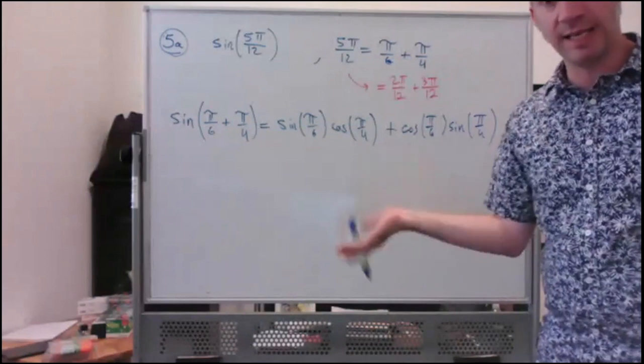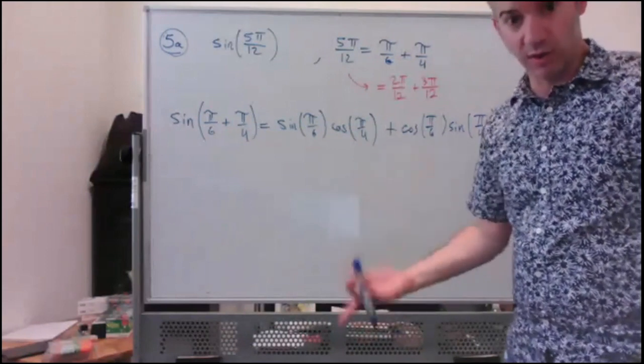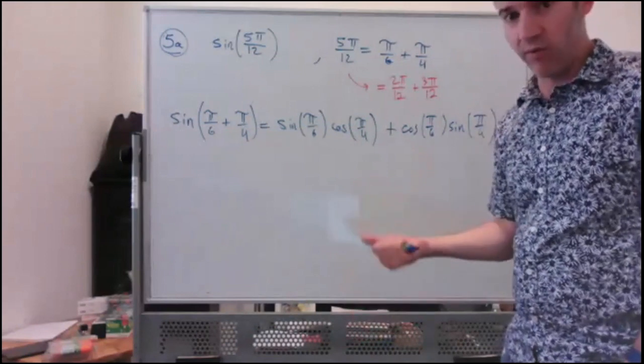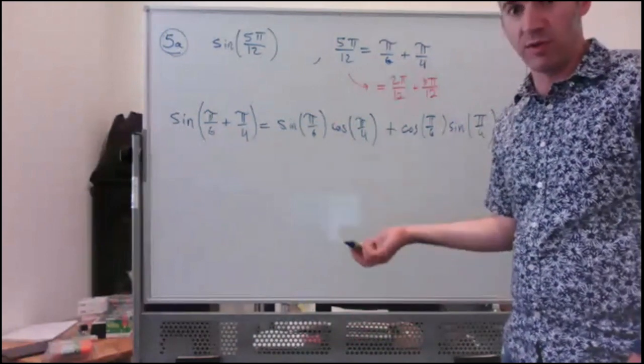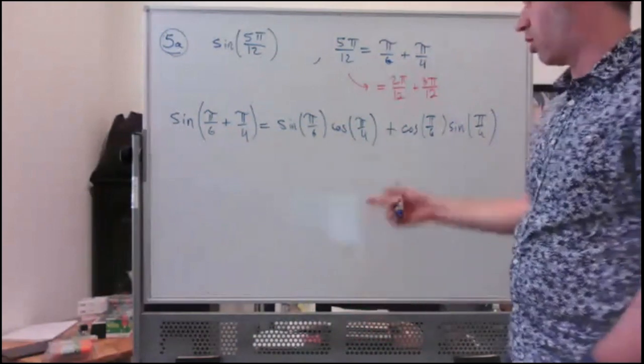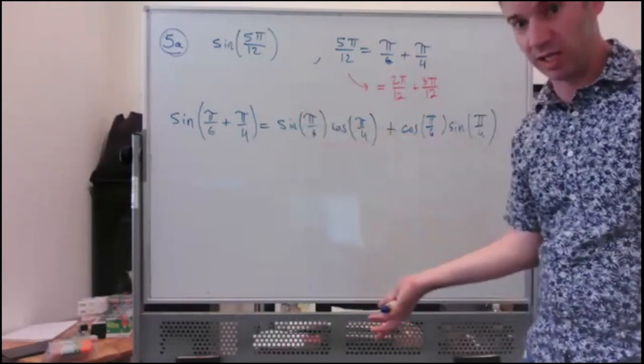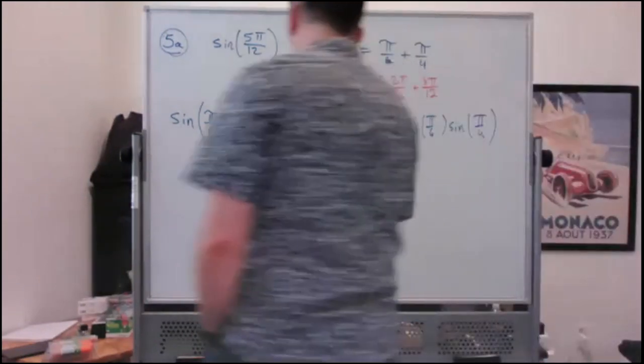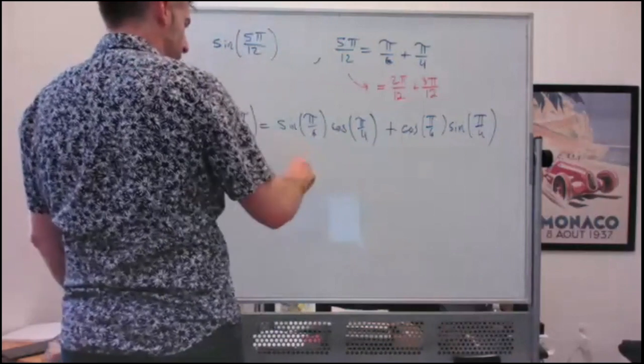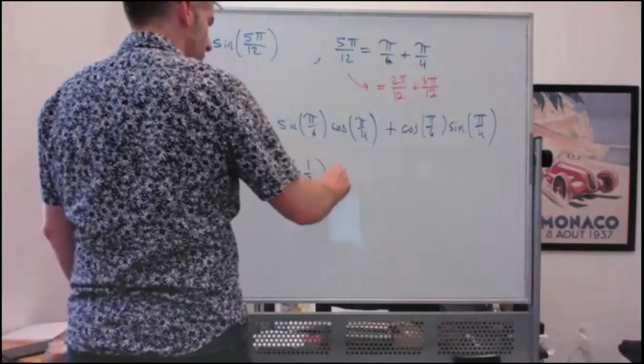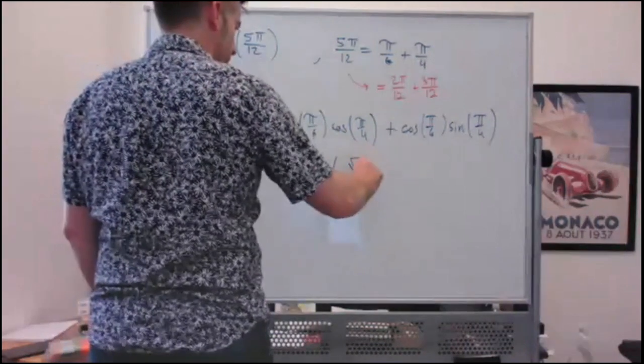This one's nice in that all of the angles are in quadrant 1. Pi over 4 and pi over 6 are both angles that are between 0 and pi over 2. So all of the values for sine and cosine are going to give you positive things. Meaning we know sine of pi over 6 is going to be positive 1/2. Cosine of pi over 4 is going to be positive root 2 over 2.